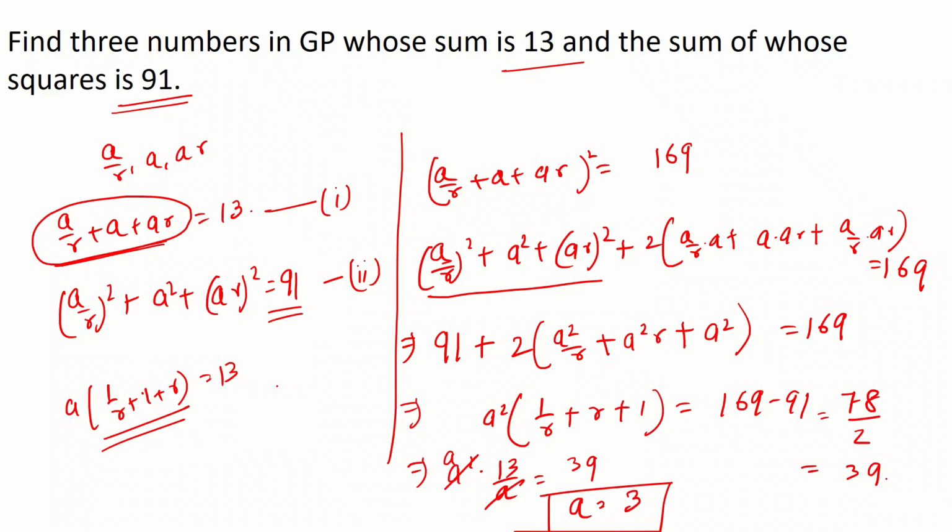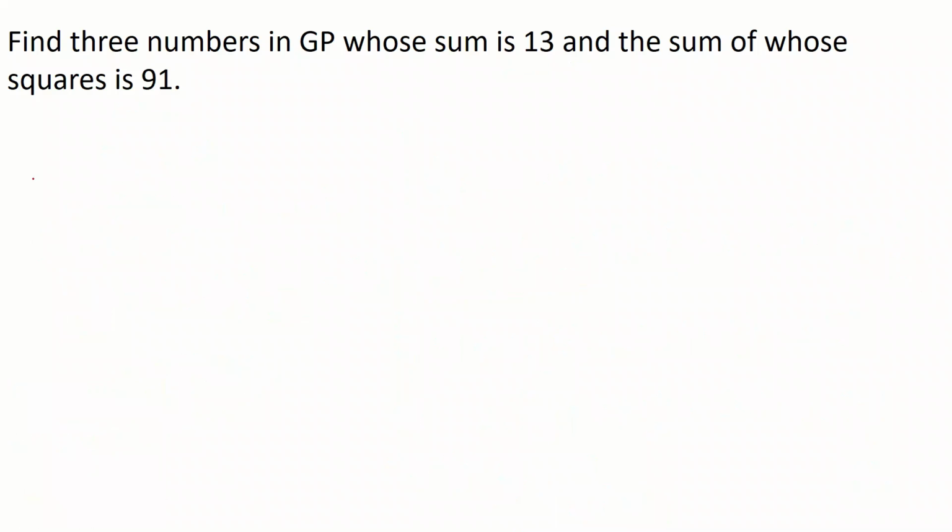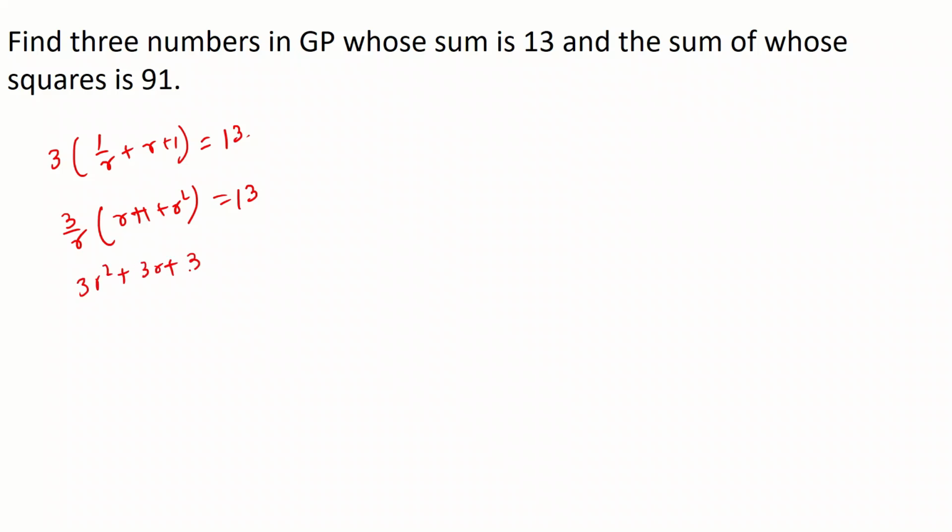Now I just need to put the value of A in this equation to get the value of R. Okay, so A is 3. So 3 into 1 by R plus 1 plus R is equal to 13. Alright, so 3 into R plus 1 plus R square by R is equal to 13. So 3R square plus 3R plus 3 is equal to 13R. 3R square, 3R minus 13R is minus 10R, plus 3 is equal to 0.